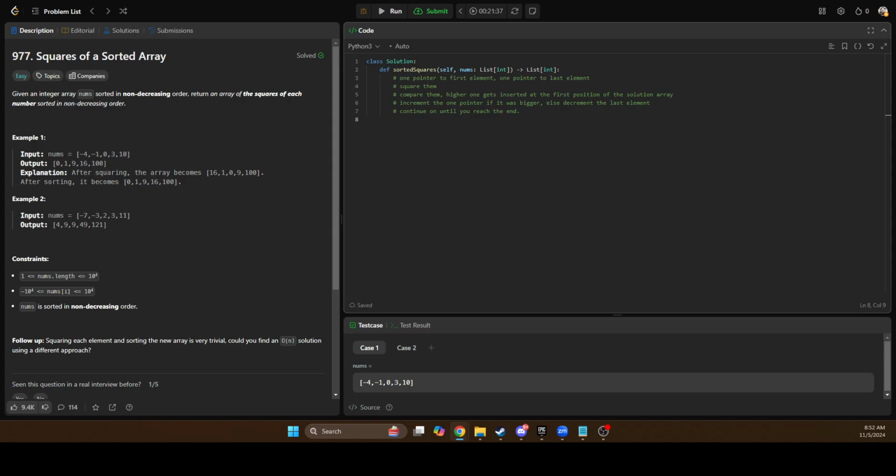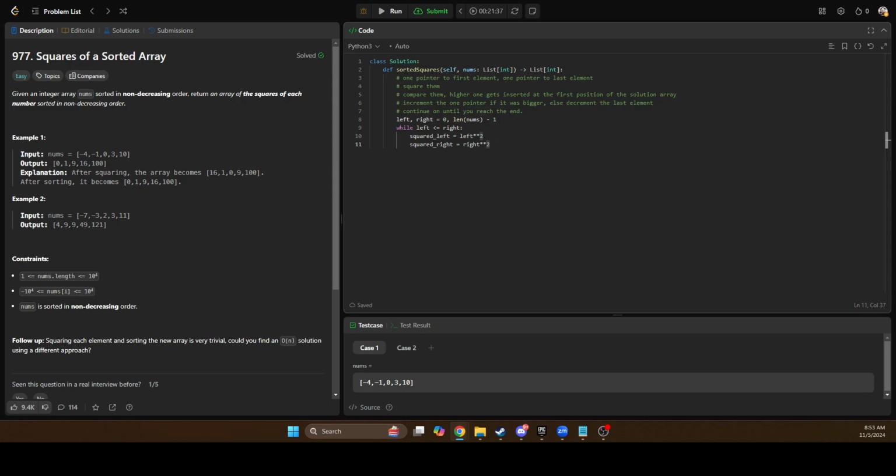So that's what I'm going to do. left, right equals 0, len nums minus 1: pointer to the first element, pointer to the last element. While left is less than or equal to right, because I know that we're going to go all the way to the very last element, we're going to square them. So squared left equals left squared, squared right equals right squared.